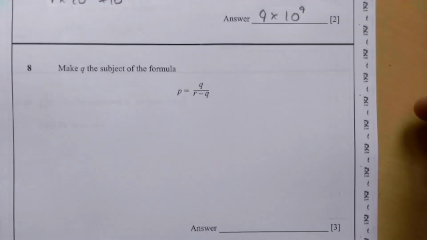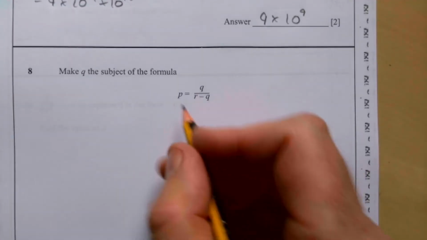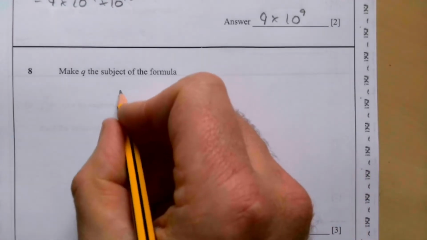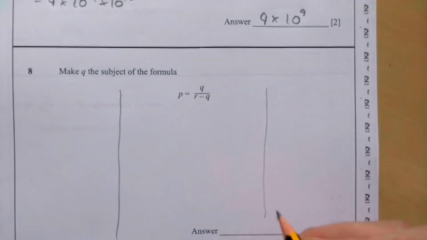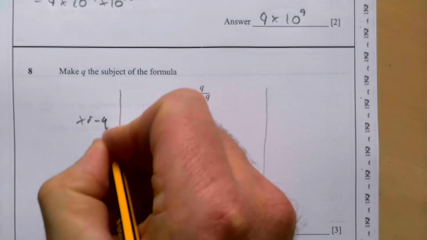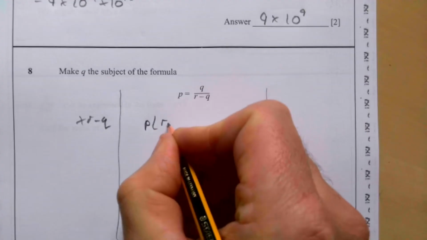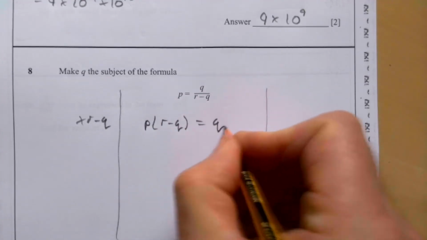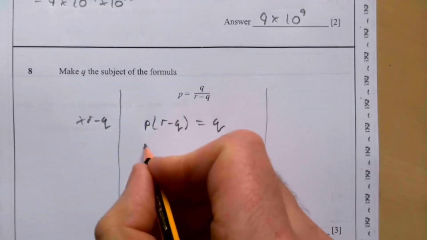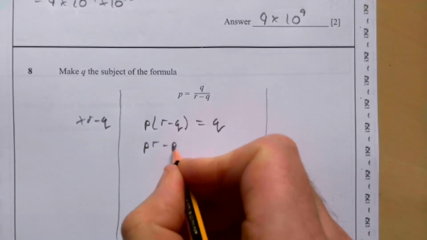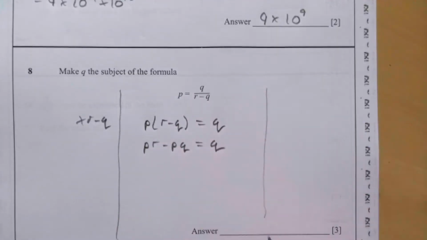Question 8, make q the subject of the formula. So we need to multiply through by r minus q first of all. That gives me p upon r minus q is q. Multiplying out my brackets, pr minus pq is q.